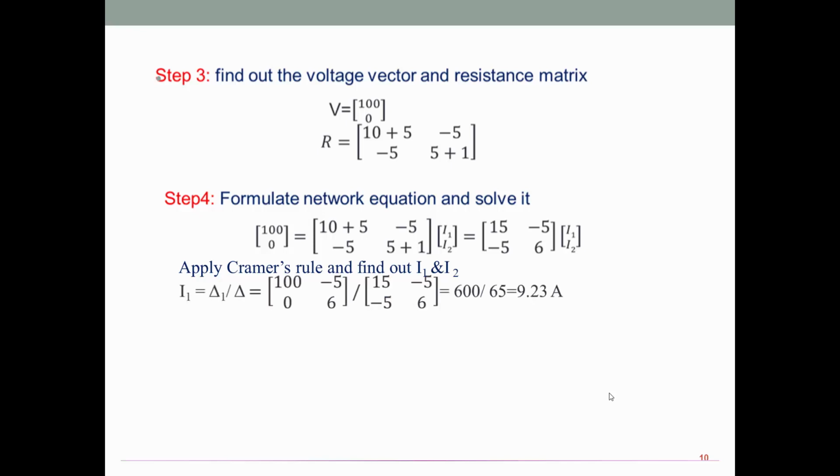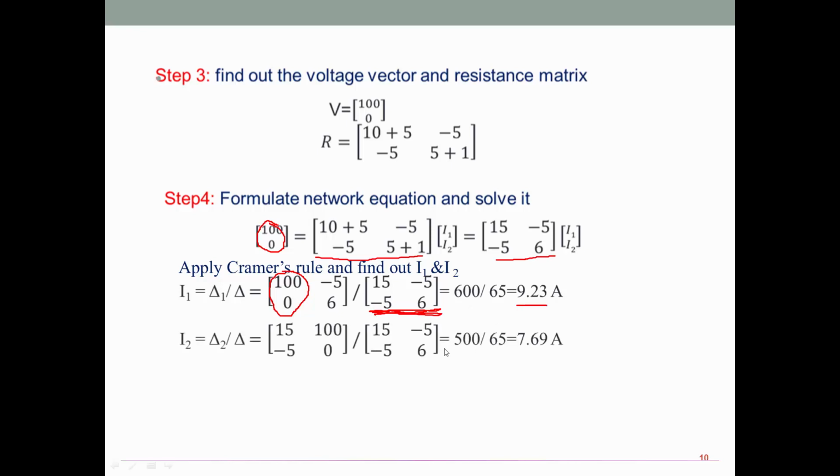How to calculate I1? Del 1 by del, where del 1 is determinant of R matrix with the first column has been replaced by voltage vector, that is 100 and 0. Then coming to del, the determinant of resistance matrix, and the determinant of numerator is 600 and the denominator is 65. Finally, I1 value 9.2.